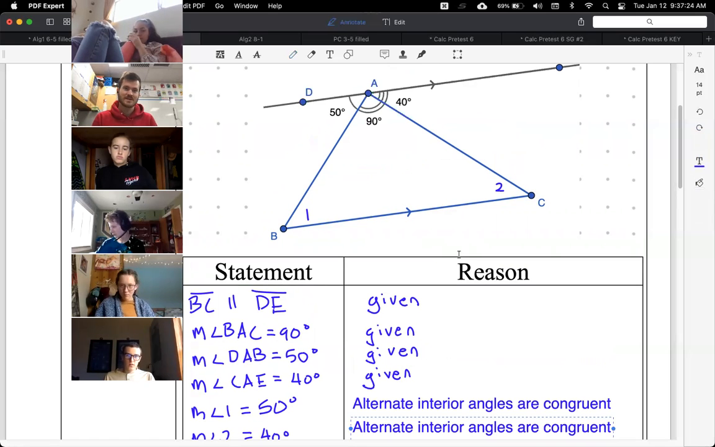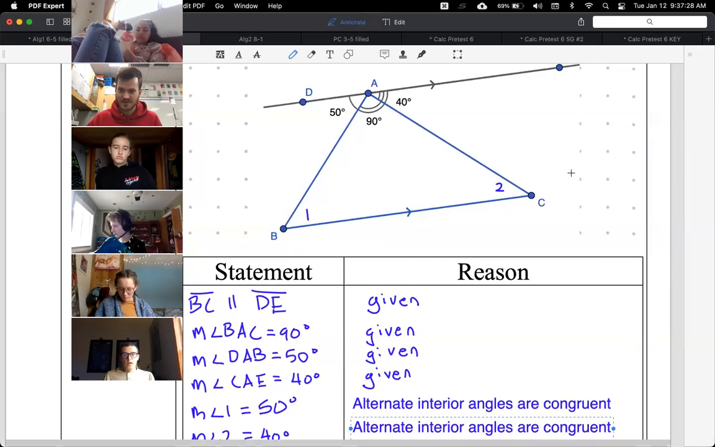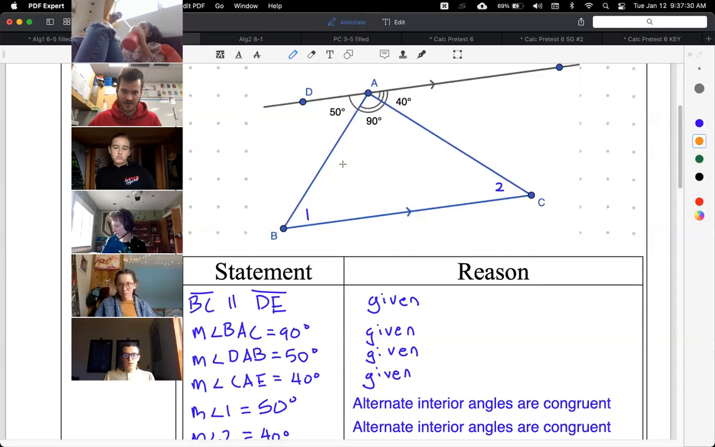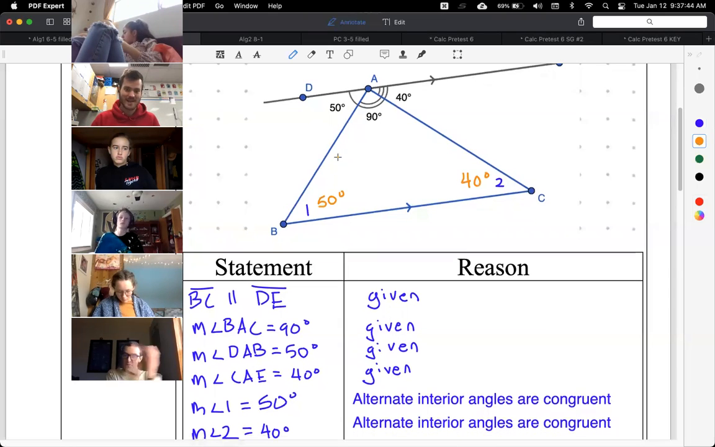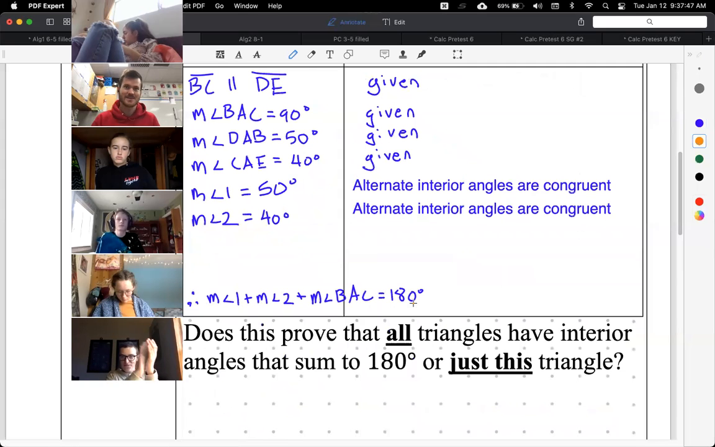And we're basically done, because check it out. If I actually label the diagram with all the information that we have in our actual proof to make our diagram match, this now is 50 degrees. This now is 40 degrees. And if you want to do some mental math, 50 plus 40 is 90. 90 plus 90, 180. We are there. Those add up to 180 degrees.